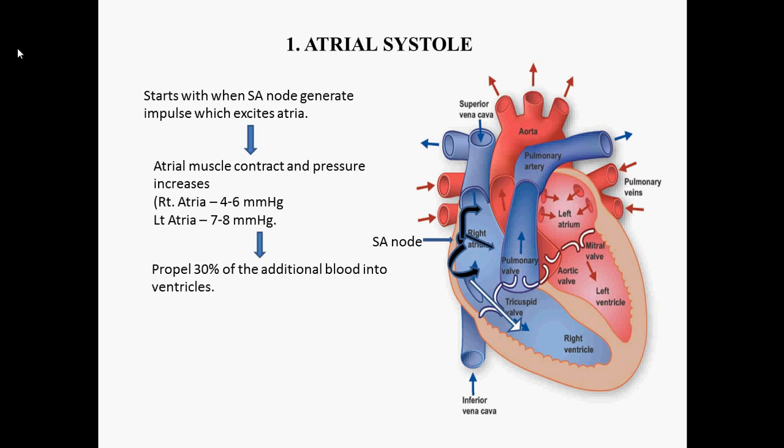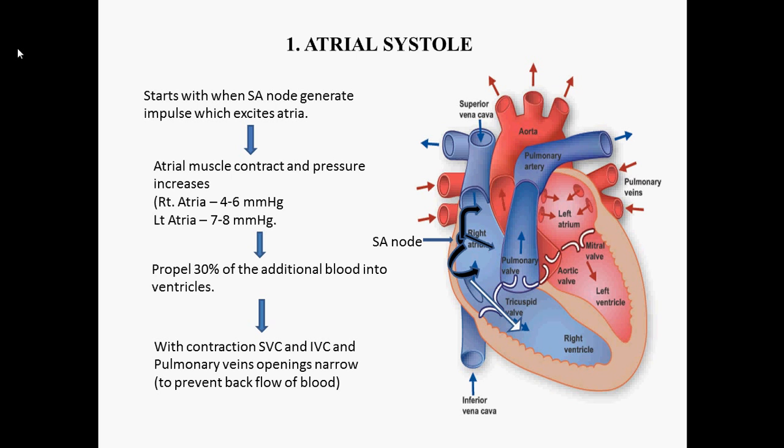So here you can see, that phase is followed by, now as the atria are contracting, the narrowing of the superior vena cava and inferior vena cava openings of the right atrium, and the pulmonary vein openings of the left atrium, so as to prevent the backflow of the blood.